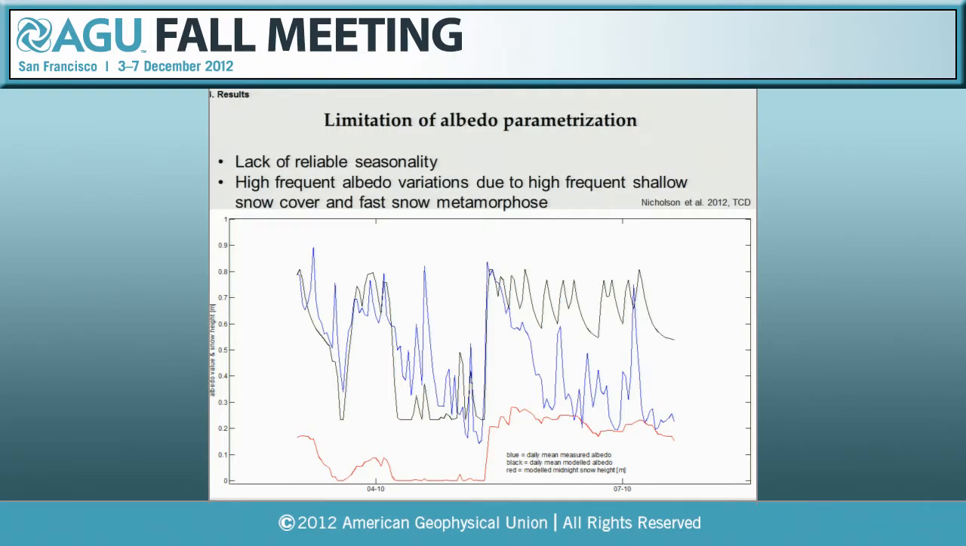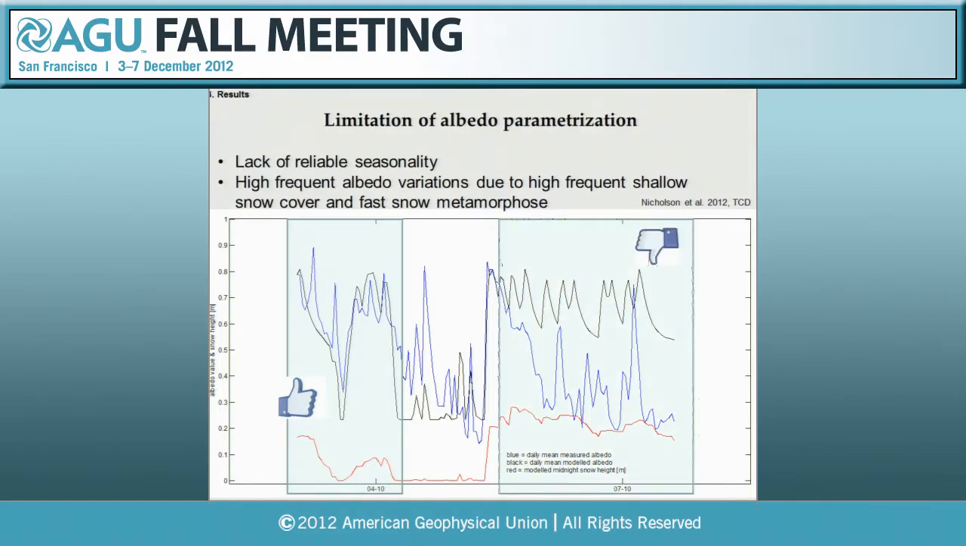This graph shows you the evolution of albedo over 4 months. These are daily mean values in blue, the observation of albedo in black, what the albedo model produces, and the concurrent modeled snow height. So you can see that in this period, the model does fairly well computing the surface albedo, not getting the spikes here, but in general, it's okay. But in this period here, which is almost 2 months, the albedo model doesn't capture what's going on at the surface. And this is because we do not have a reliable seasonality on Lewis Glacier, and we have these high-frequent variations of albedo due to high-frequent shallow snow cover and fast snow metamorphosis.